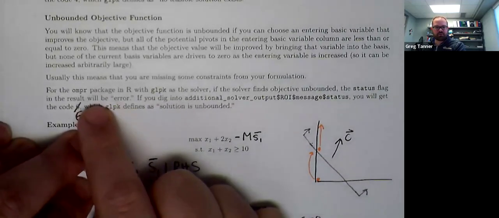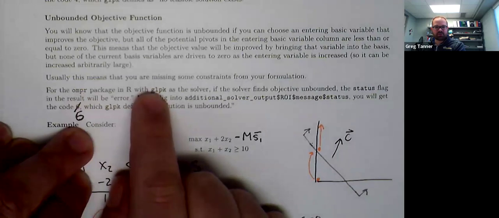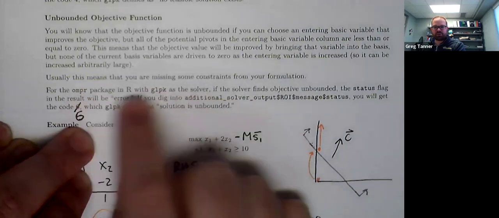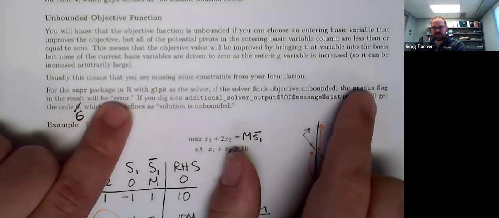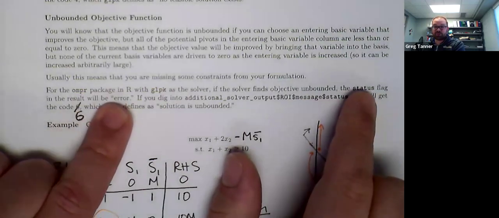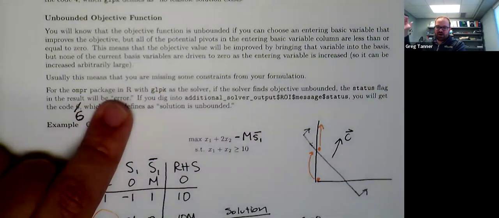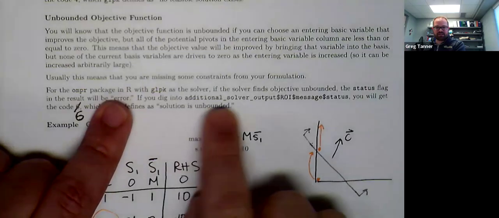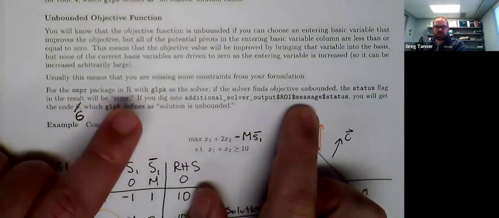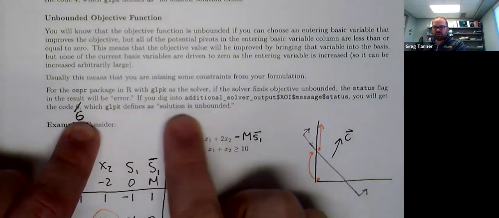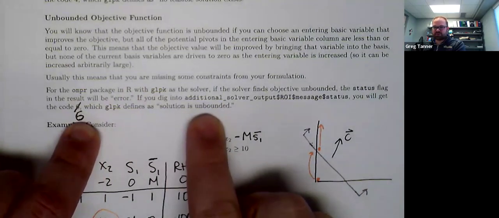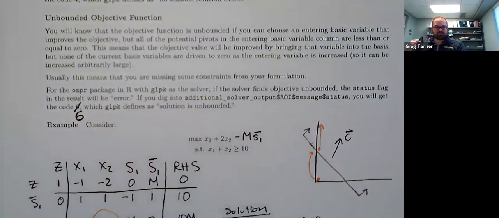So in R, if you're running a problem with this, GLPK with OMPR, the status flag will result in error as well. Okay, so it says this is an error, even though there are feasible solutions. It tells you an error because essentially you can go off to infinity. And if you dig into the additional solver output, it'll give you a code equals 6, which GLPK defines as solution is unbounded.